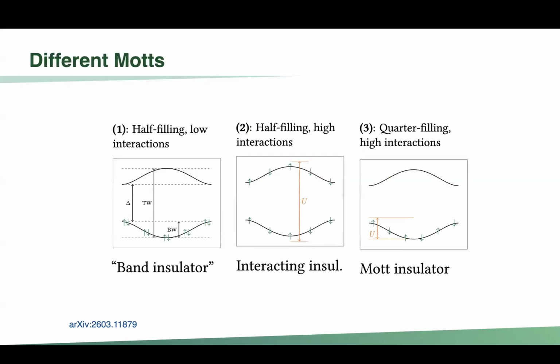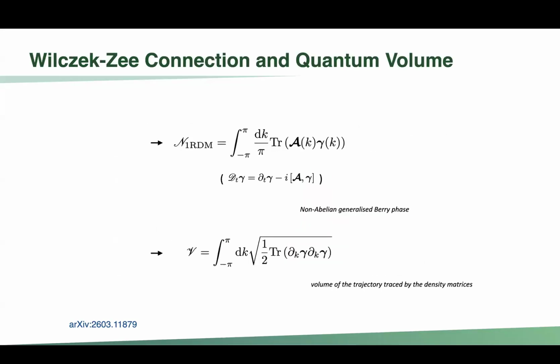So we have different regimes: half filling with low interactions, half filling with high interactions, and quarter filling also with high interactions. And we want to analyze these different cases. This is a model that is in the literature anyway. So what are we going to see?